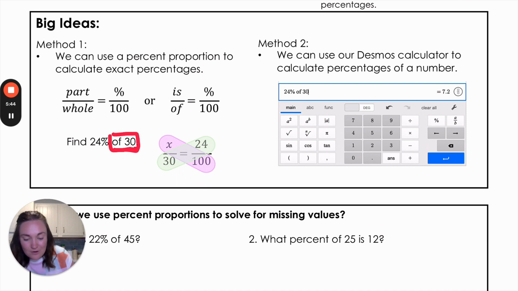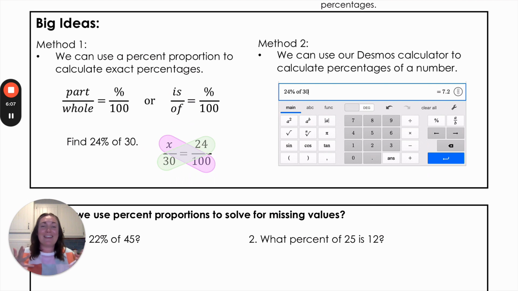So "of 30" means that 30 is my whole, and that's why that "of" is kind of there on the bottom. So I know that the 30 is going to go on the bottom, and that means that my missing number is going to be that top part up there. And so when I'm going through and cross multiplying that, I would get 7.2 as my answer. So I would say 7.2 is 24% of 30.